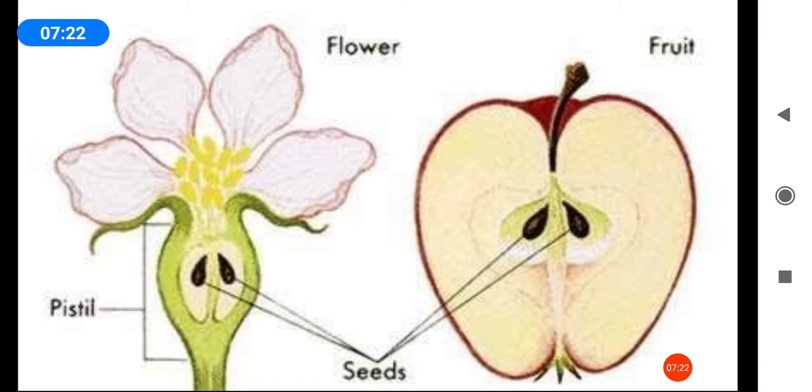Students, what will happen after fertilization? After fertilization, the flower changes into a fruit. So this ovary is transformed into a fruit. So the ovary develops into a fruit. Look at this picture. In this flower, there are two ovules. These two ovules are transformed into the seeds in a fruit. So the ovary develops into a whole fruit. Then the ovules in the ovary develop into seeds.